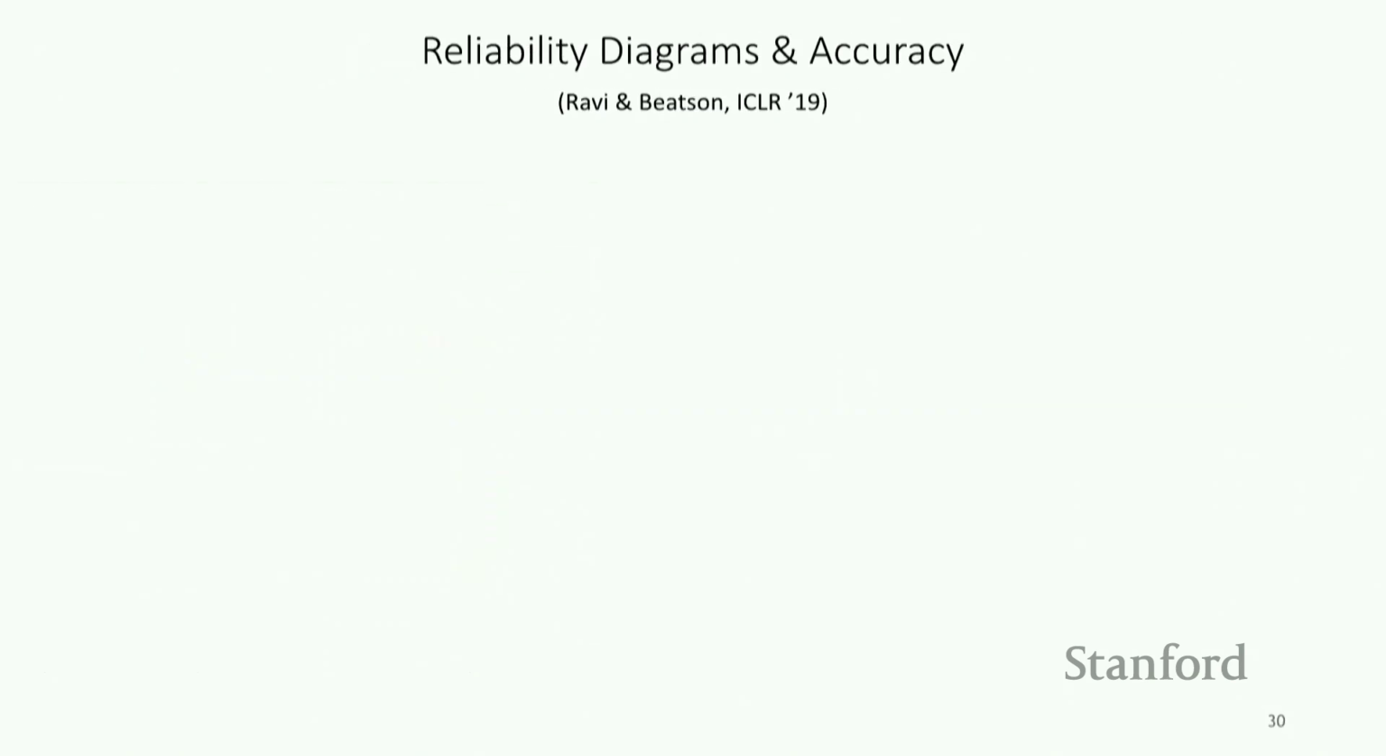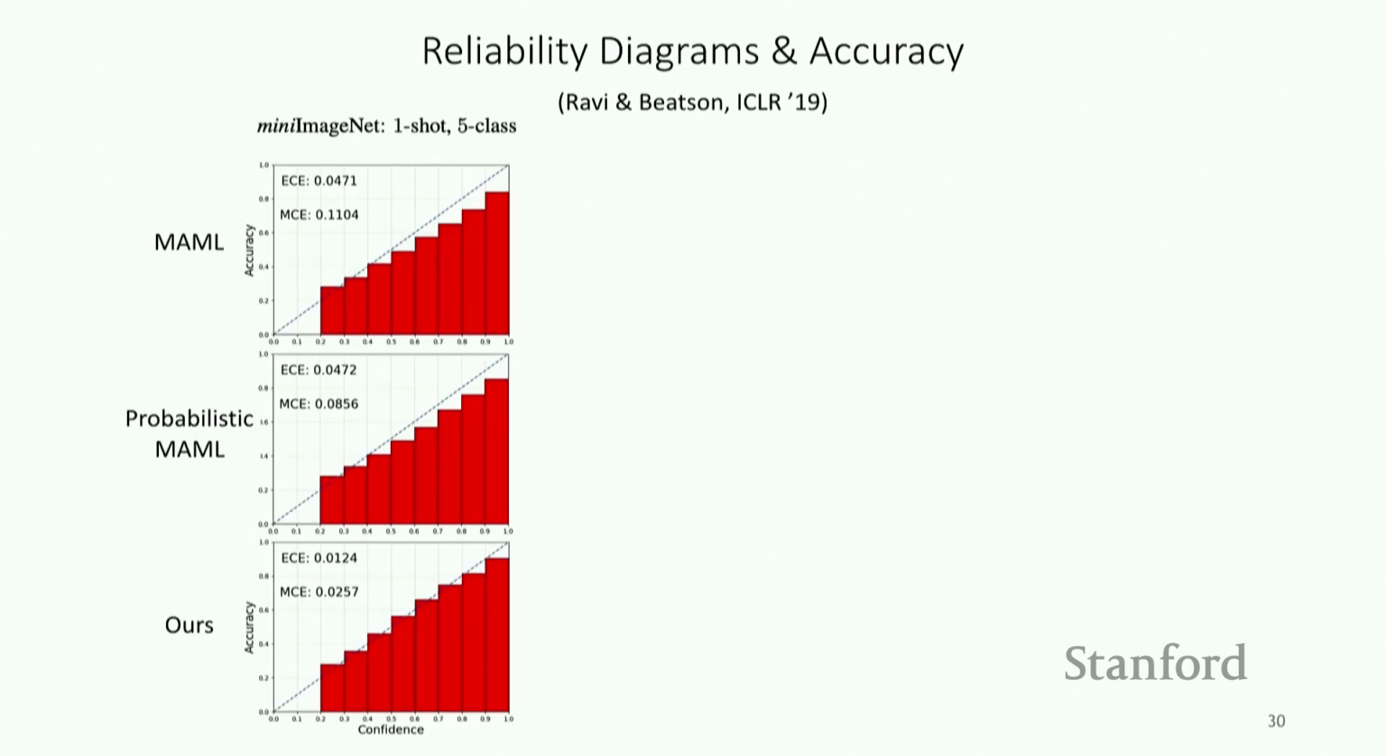Okay, another example that I thought was interesting is this paper by Ravi and Beatson. They were trying to look at how reliable are the uncertainty estimates that you get from different algorithms. And so what they plotted is the confidence of the predictor versus the accuracy of the predictor. So on a set of examples, how well does its confidence correlate with its accuracy on those examples? And in the ideal case, you would get something that exactly follows this diagonal line.